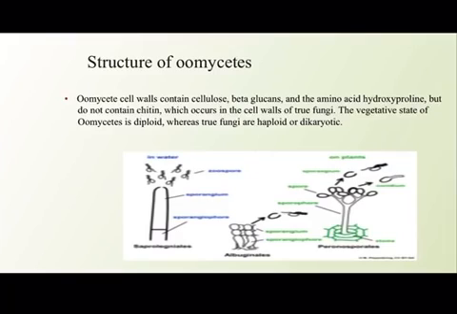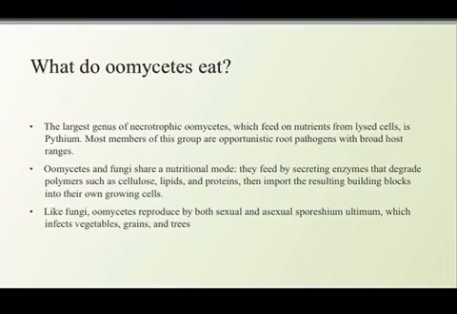The vegetative state of the oomycetes is diploid, whereas the fungi are haploid or dikaryote. The question arises: what do oomycetes eat? The largest genus of the necrotrophic oomycetes, which feeds on the nutrients from live cells, is Pythium. Most of these groups are opportunistic root pathogens with broad host ranges.